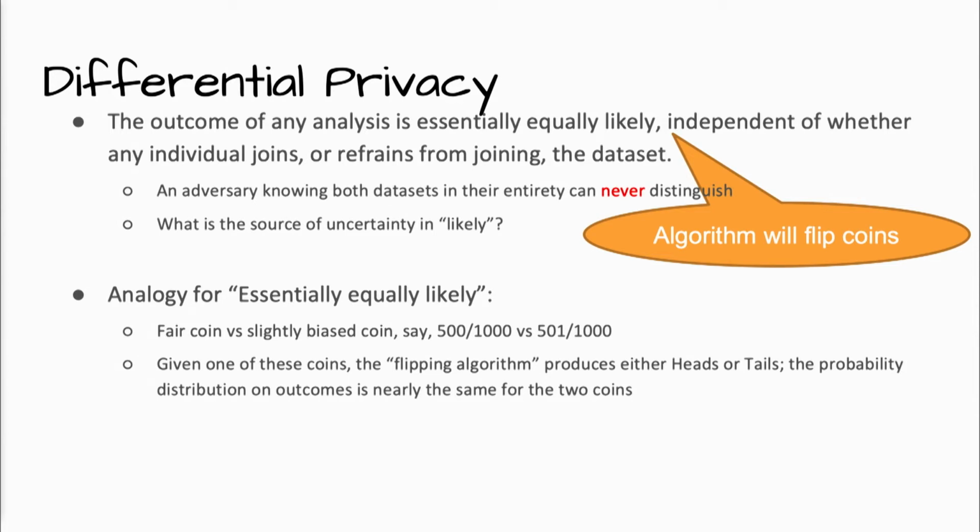And if you just have one coin flip or a couple of coin flips or 10 coin flips or 100 coin flips, you're probably not going to do much better than 50-50 at guessing which of the two coins you have. You just don't have enough information yet. So the probability distributions over even sequences of coin flips are essentially the same for short sequences. And that's what's going on in differential privacy.